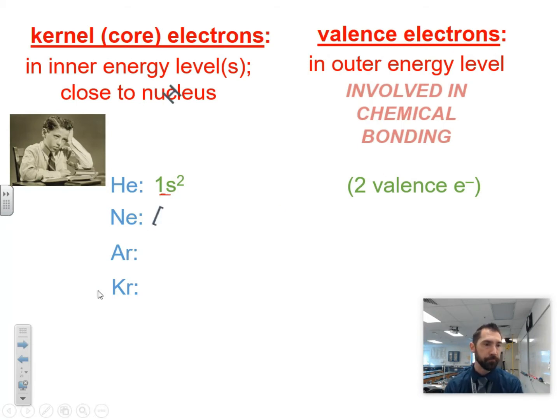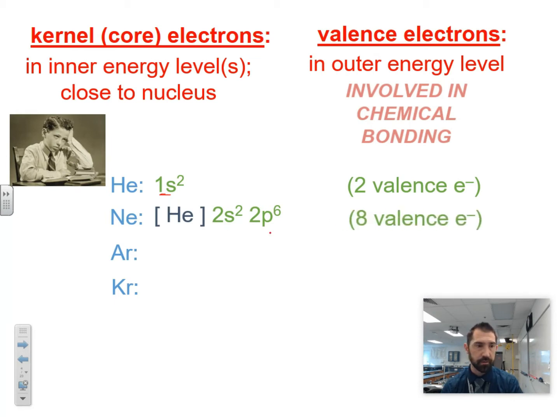If you look at neon, we'll start at helium this time, and we'll have a 2s2, 2p6. Outermost energy level is the second energy level, 2 plus 6. We have 8 valence electrons. Argon is going to be similar, except we've moved to a higher energy level. The highest energy level represented is the third. 2 plus 6, 8 valence electrons.